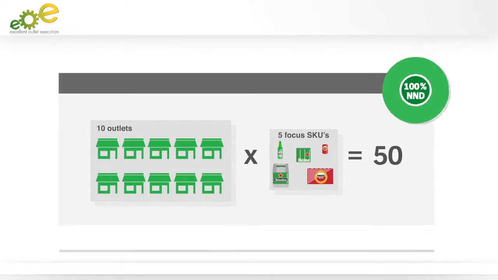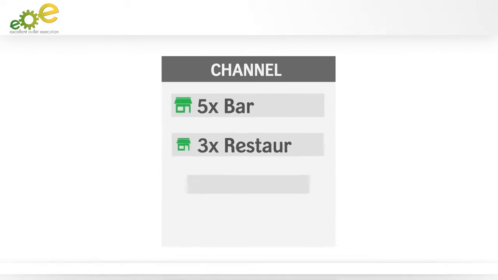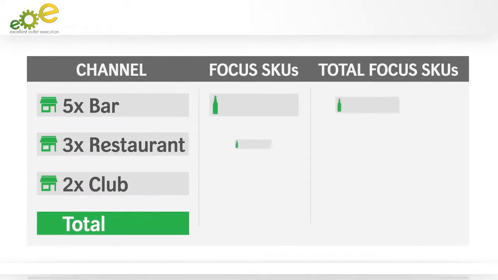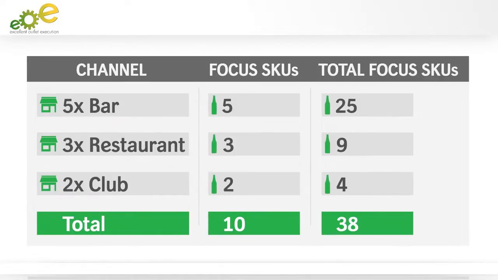However, in practice, sales reps have different priority channels, and therefore different numbers and types of focus SKUs per channel. As a result, their potential NND score should be broken down per channel. In our example, the sales rep has 10 outlets, divided into 3 sub-channels: bar, restaurant and club. Each sub-channel has a different number of focus SKUs. Adding these up per outlet gives us the maximum NND score the sales rep can achieve.